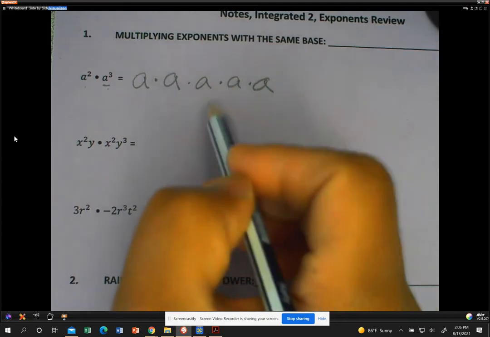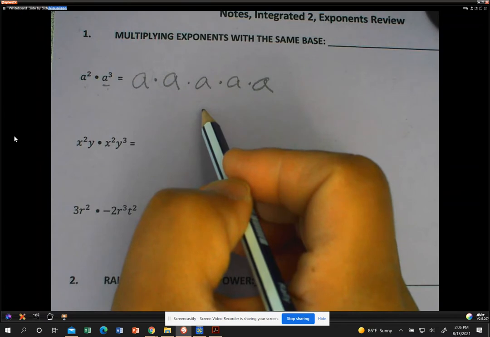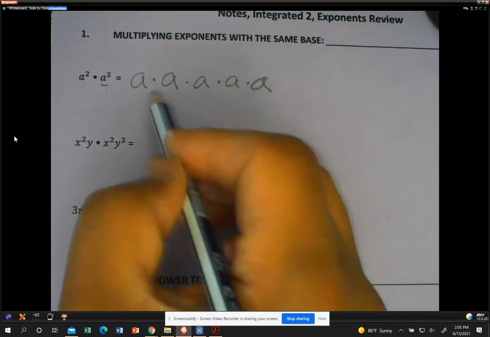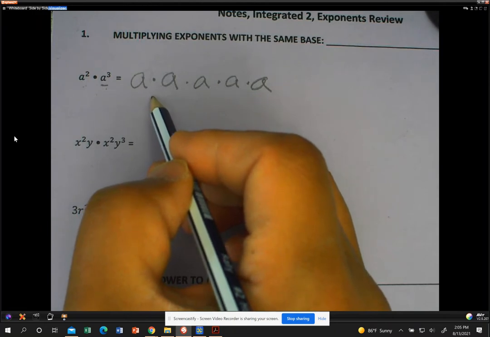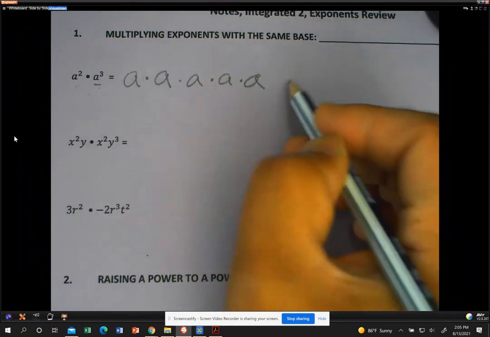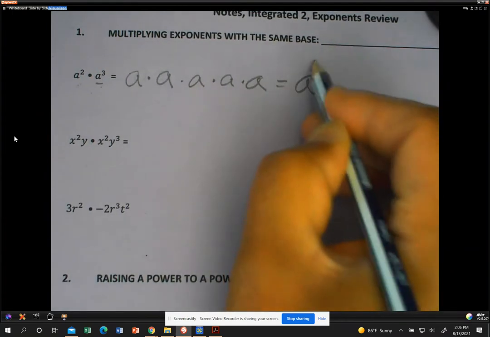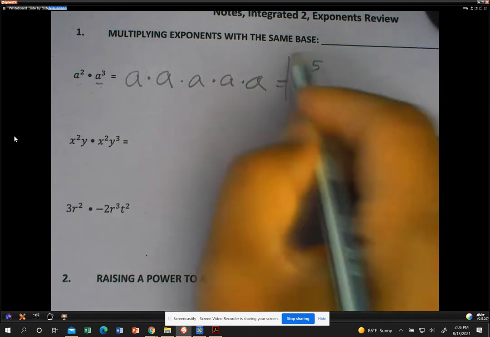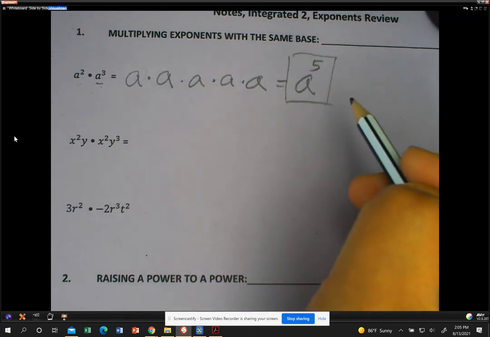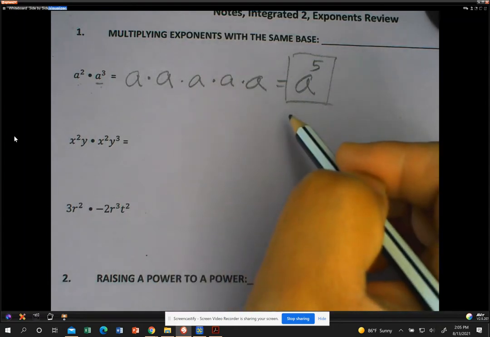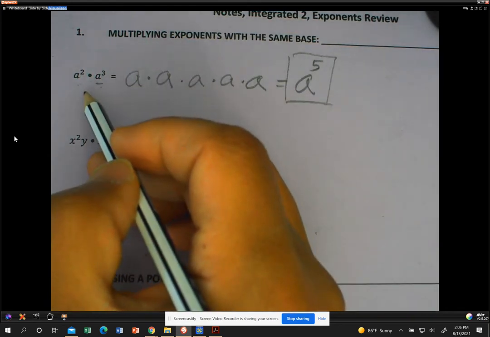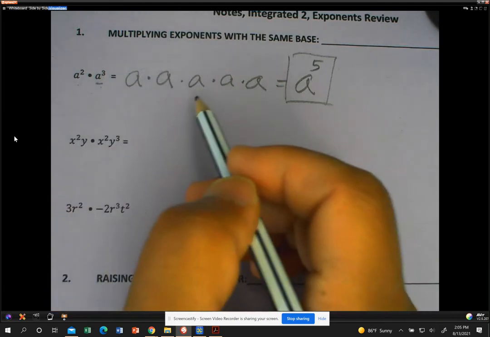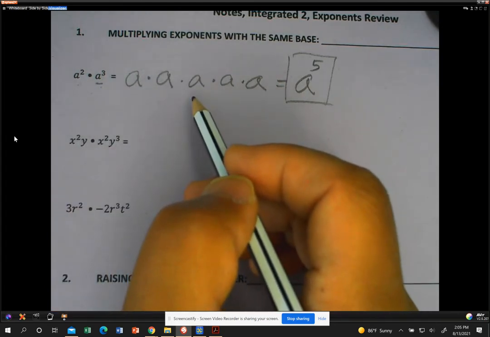I don't expect you to do this at all times. This is a little bit tedious, but you can easily see the a's. How many a's do we have in total? 5. So this is a to the 5th power, and that will be your answer. If you feel comfortable with expanding, you can expand at any time. But if you have a very big exponent, let's say a to the 100th power, I don't expect everyone to write 100 a's, right? That would be too many to write.